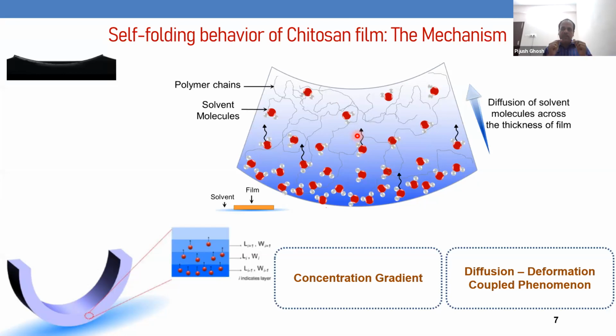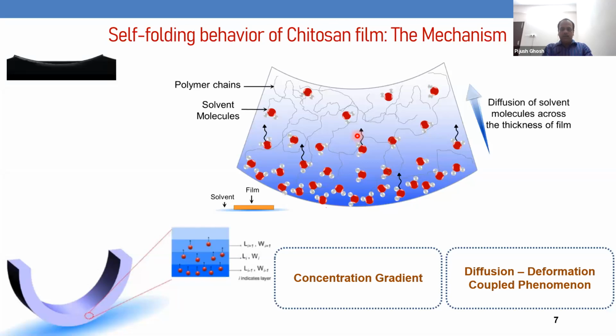Now, because of that change, it is affecting the mechanical property of the polymer. This change in mechanical property in turn is affecting the diffusion characteristics of the solvent into that domain of polymer, or into the matrix. Thus we can see that it is a diffusion-deformation coupled phenomenon. So diffusion is affecting the mechanical property, and the mechanical property in turn is affecting the diffusion characteristics. It is a diffusion-coupled deformation phenomenon that is happening when it is trying to fold.